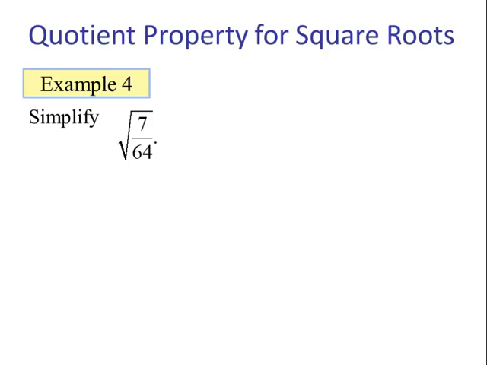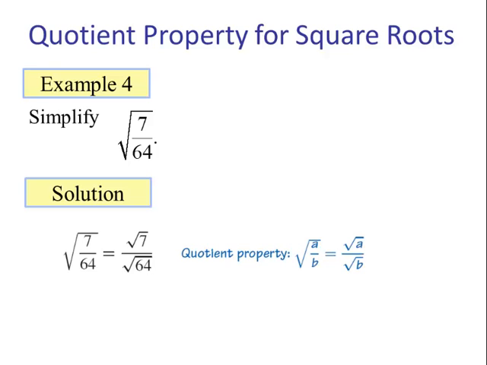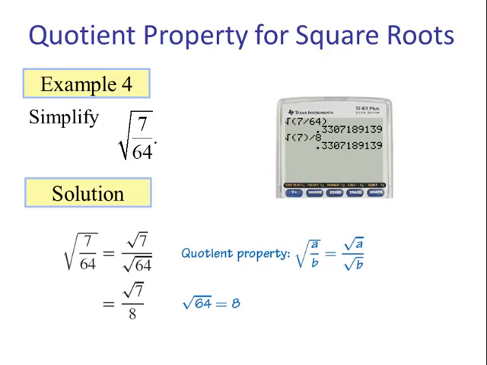Simplify the square root of 7 divided by 64. Solution: the square root of 7 divided by 64 equals the square root of 7 divided by the square root of 64. And this is from the quotient property. The square root of 64 becomes 8. So our final answer is radical 7 divided by 8. To verify this on the graphing calculator, we see that these two expressions are equivalent.